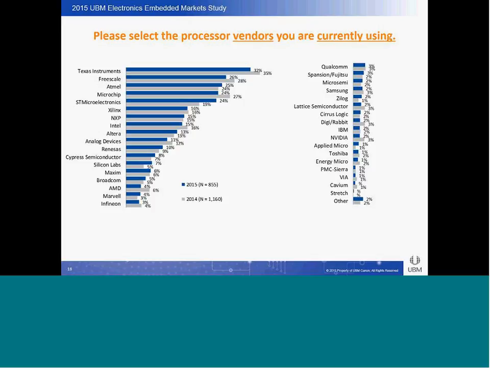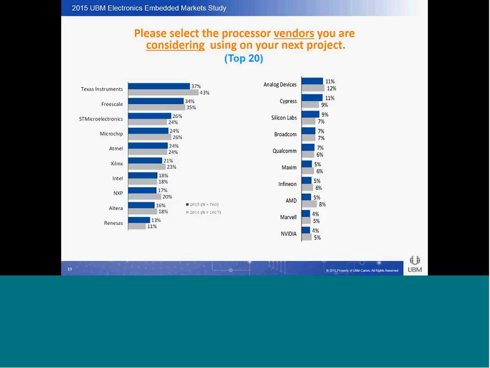Of course, to examine which are the chips that you're currently using, Texas Instruments is on top, then Freescale, Atmel, Microchip, and Xilinx is pretty much identified as an FPGA company, as is Altera. Which are you going to be using for your next device? These are the top 20, and Texas Instruments and Freescale and STMicro are up in the ranks. Results like this may make the people at Texas Instruments nervous when they notice that their market might actually go down.